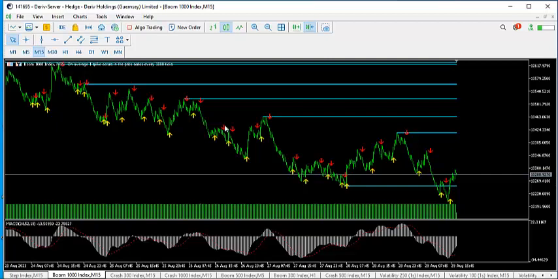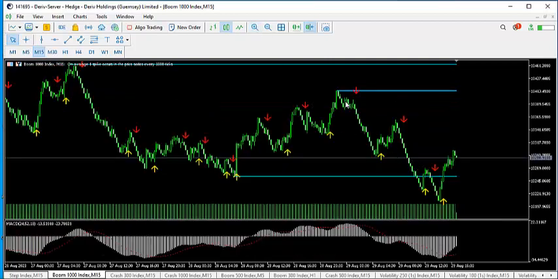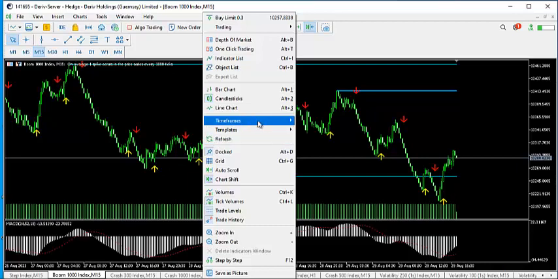Wherever you go, you get signals on the go. What this is telling you is, if you are selling here, you can take your profit here with this line. This is telling you if you are buying here, you can take your profit here. So this is showing you the take profit.